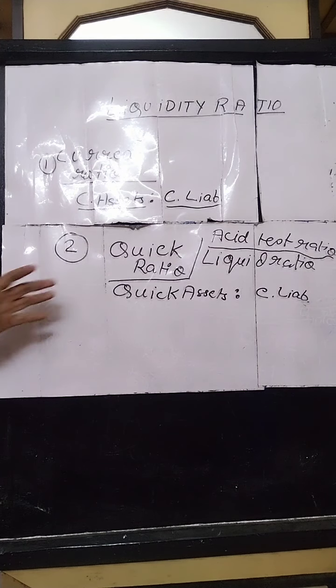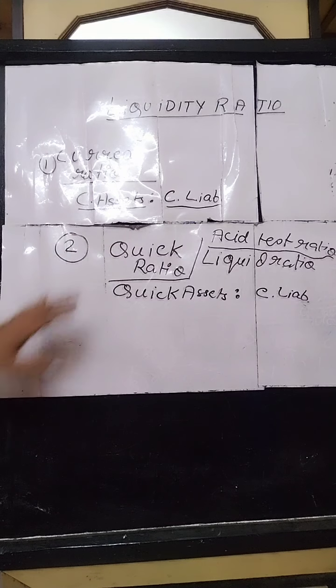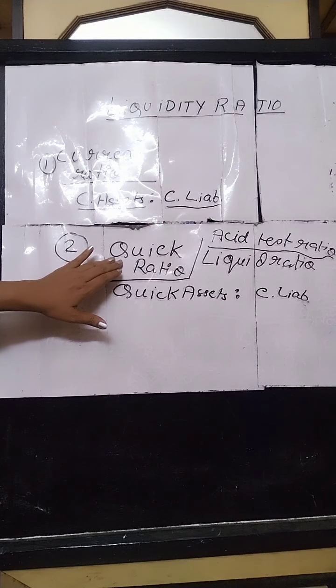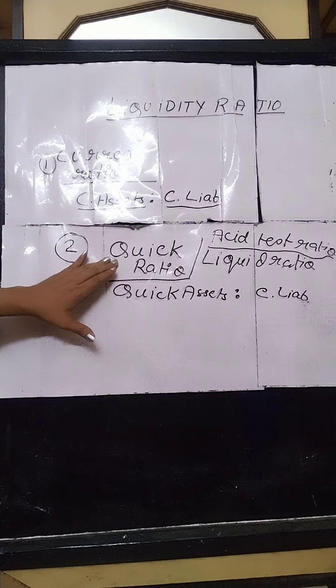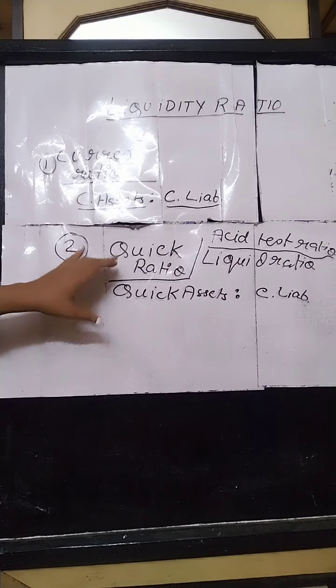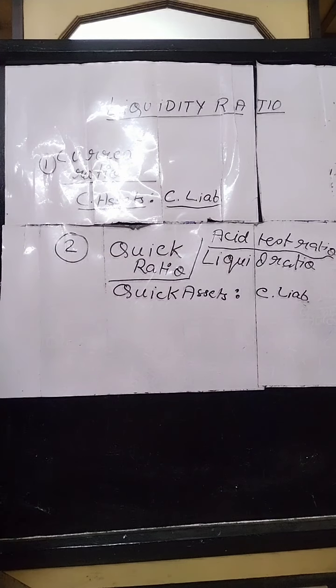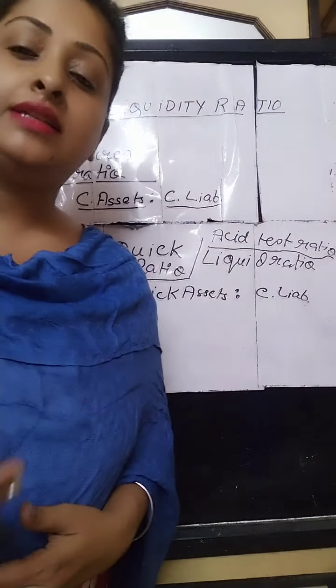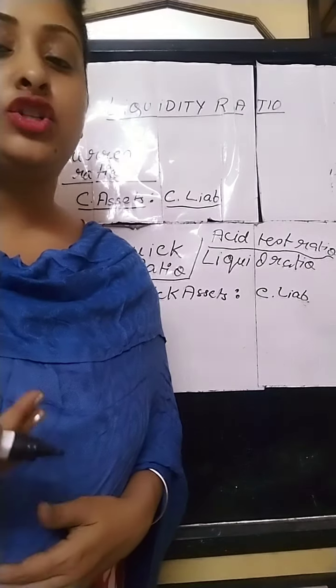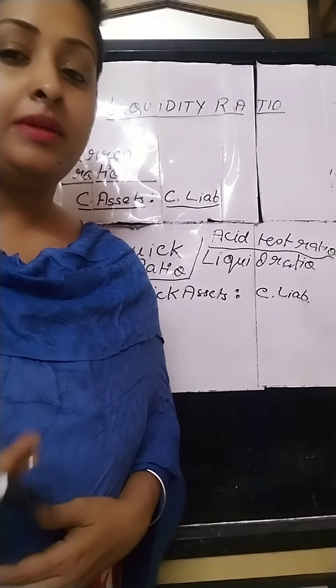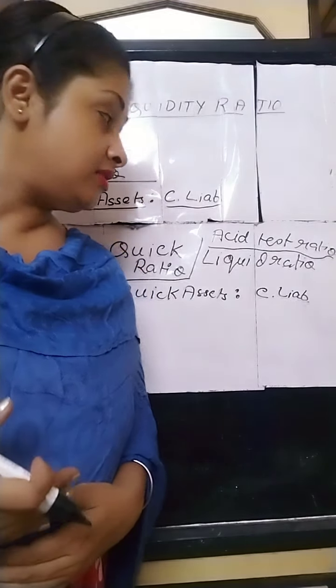Now, what is the function of this quick ratio? This also measures the short-term solvency of the firm. It measures the capacity of the firm to pay off its immediate dues. That is, the short-term solvency of the firm is measured through this ratio.